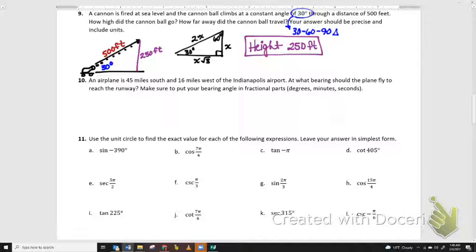So what would the horizontal distance be then? Yes, 250 square root of 3 feet. If they wanted a decimal or an approximate, we could take 250 square root of 3 and pop it in a calculator. But if we didn't have access to a calculator, we could still get to 250 square root of 3. So our horizontal distance is 250 radical 3 feet.